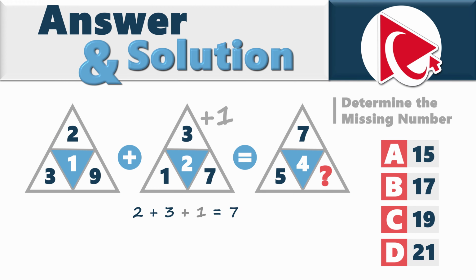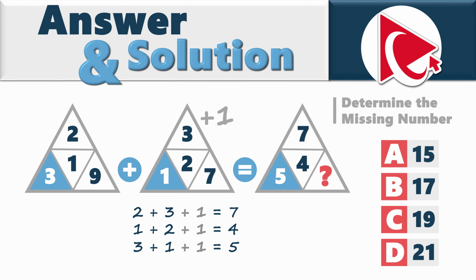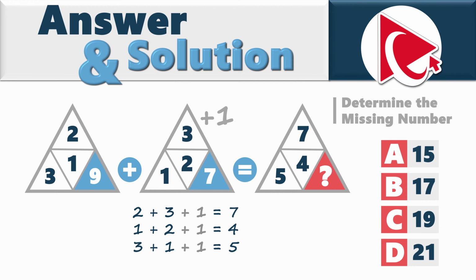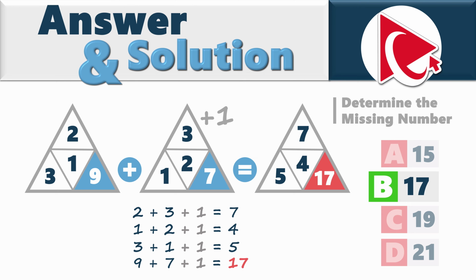The middle number, 1 plus 2 plus 1 equals 4. 3 plus 1 plus 1 equals 5. So the missing number will be calculated as 9 plus 7 plus 1, and the result would be 17. So the correct answer here is choice B, 17.